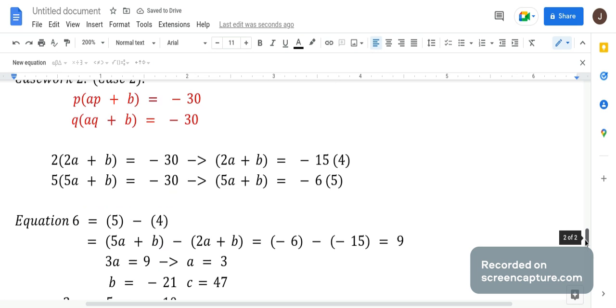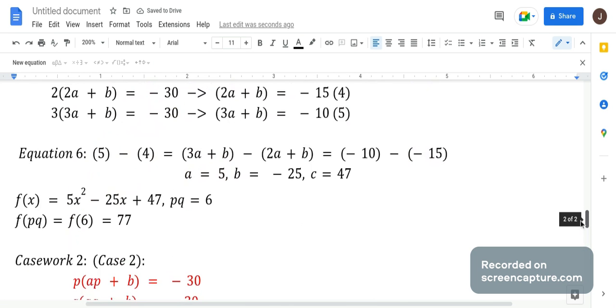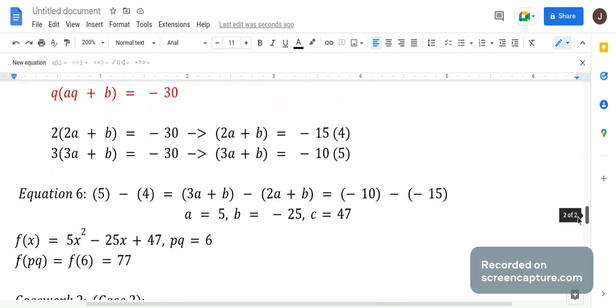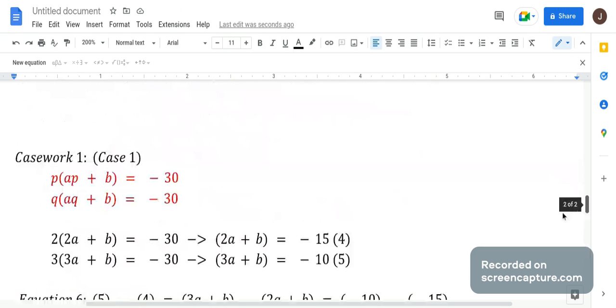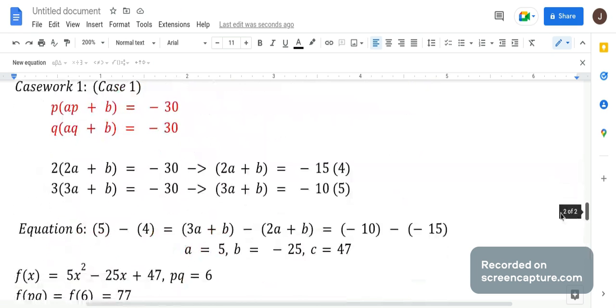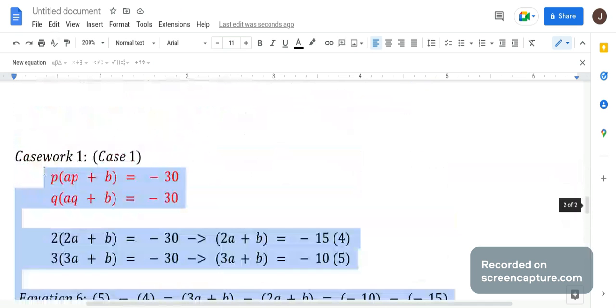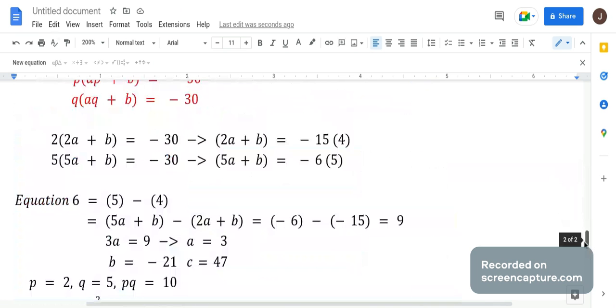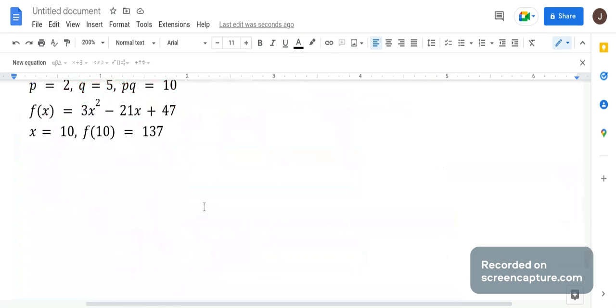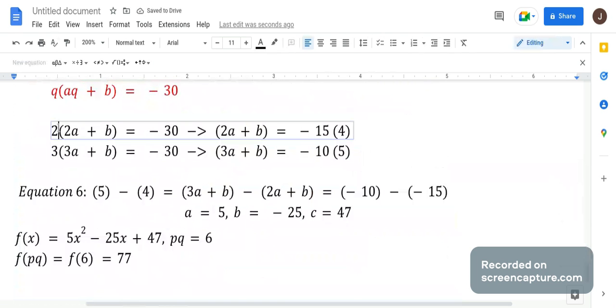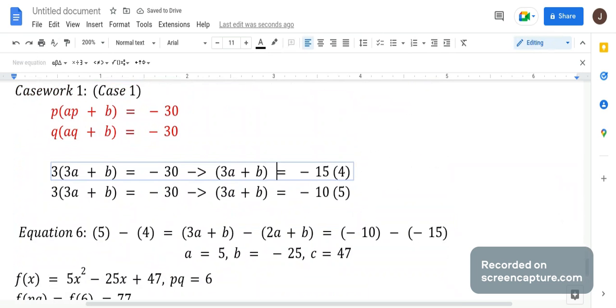Okay, so now we have two distinct values here: 77 and 137 for the two cases. Now we are going to test the last case, which is case 3. p is equal to 3, q is equal to 5.